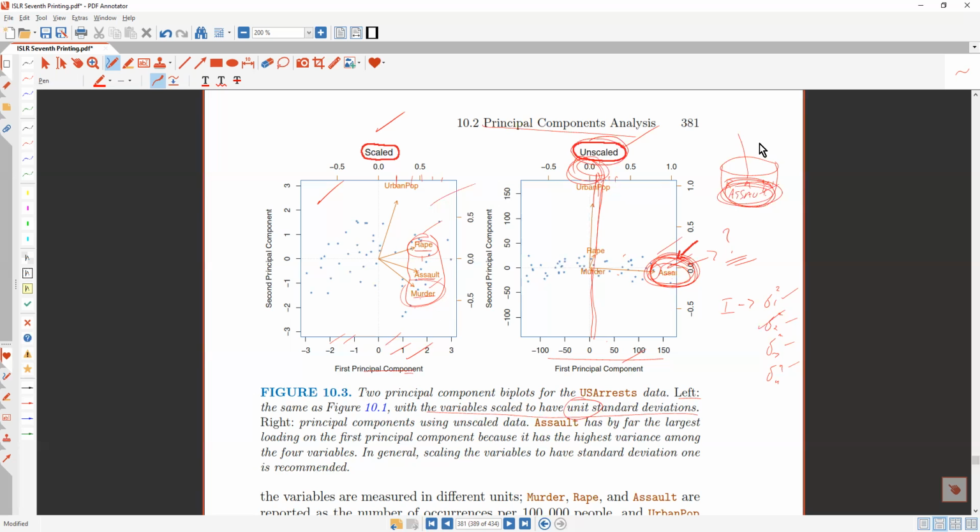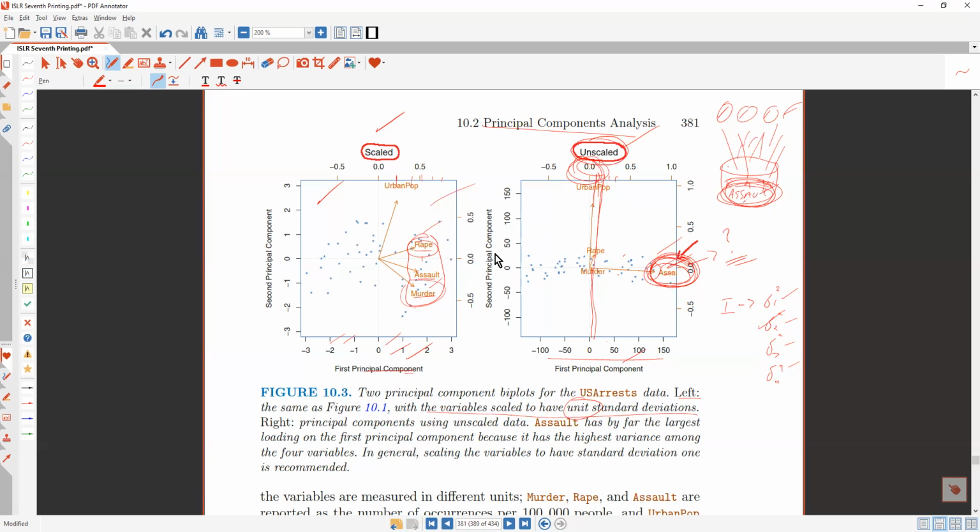So what are we doing with our bowl? We're saying before you put in the ingredients, scale them. Each one goes in with a standard deviation of 1 before it goes into the bowl. Therefore, assault doesn't have that dominating effect.